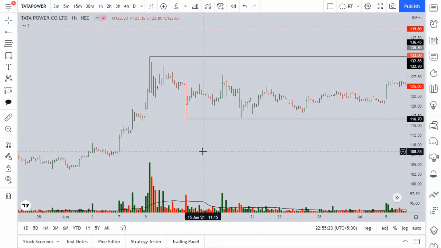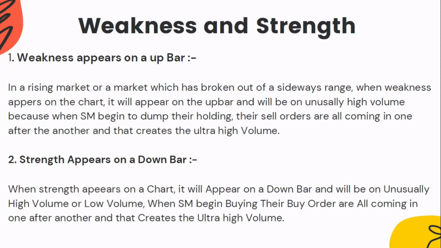These are just basics, so don't take any trades based on strength and weakness directly. You have to understand the entries and exits. There are a lot of things, and then you have to judge whether you want to take a trade or not with confidence. So that's weakness and strength in the markets.